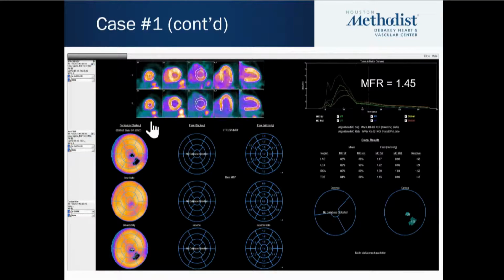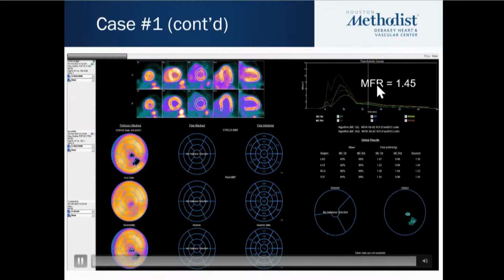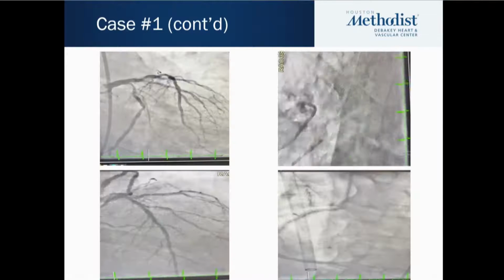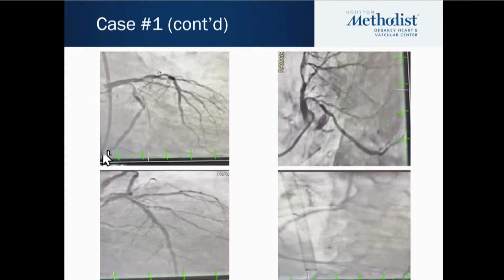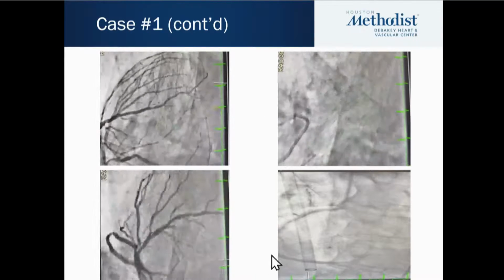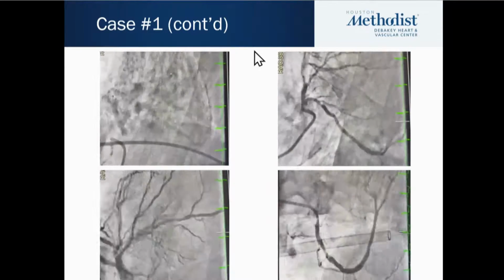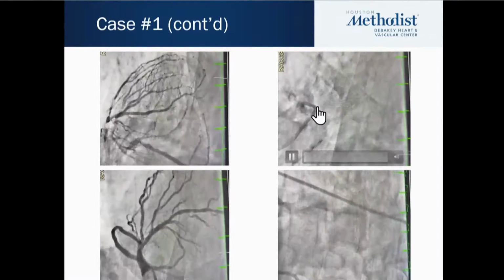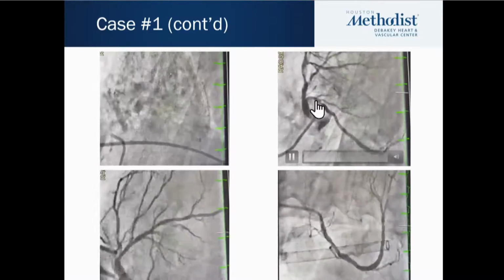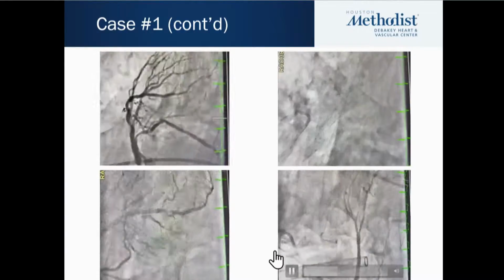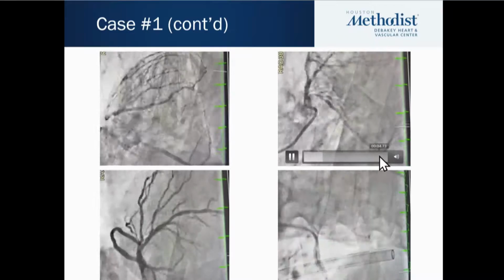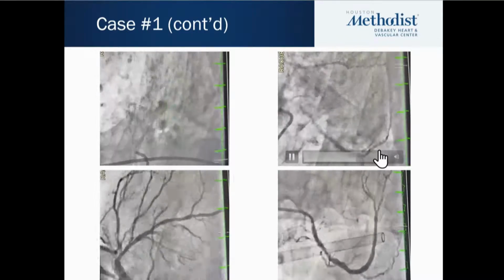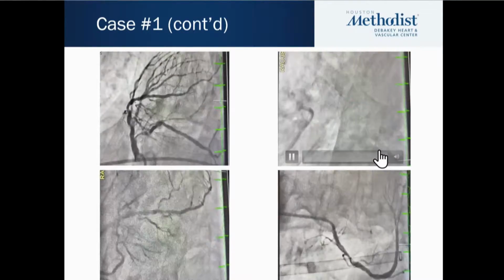So this is the case continued. This patient's myocardial flow reserve is 1.45, so that's less than the 2 that we commonly quote. And the patient subsequently was referred to the cath lab. And I hope these images are projecting well, but you can see this patient has CAD, both in the circumflex, LAD, and in the RCA. So he had 3-vessel CAD and was referred for CABG.